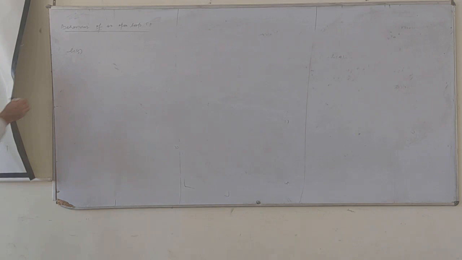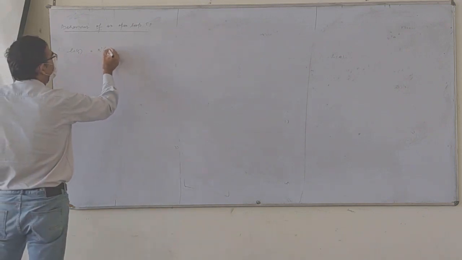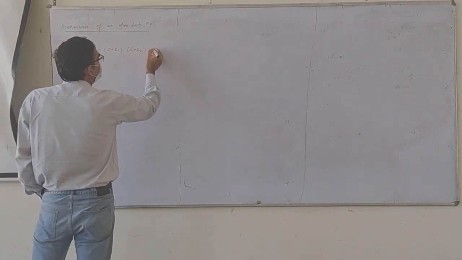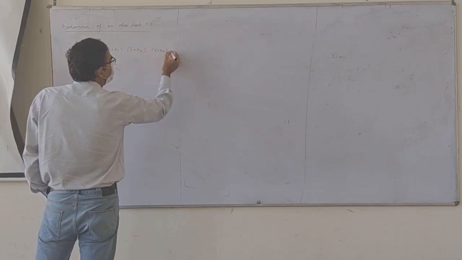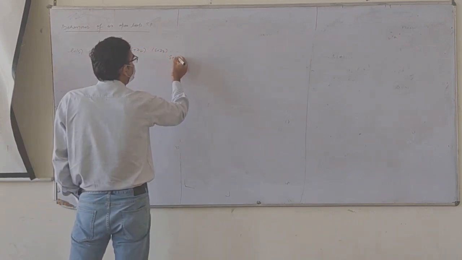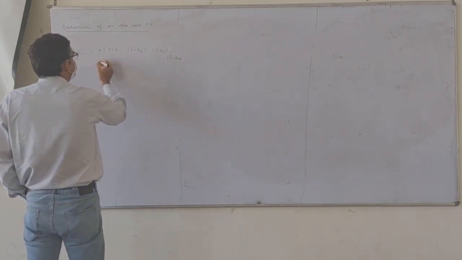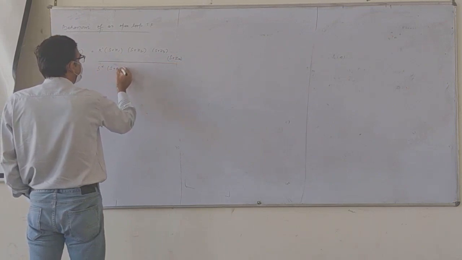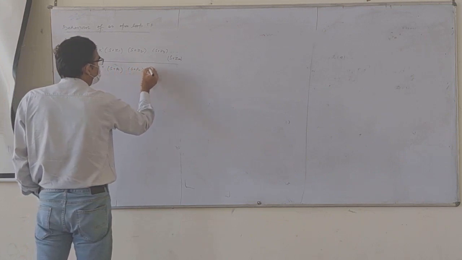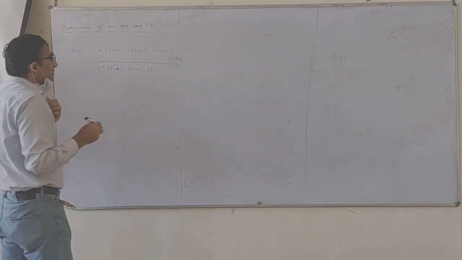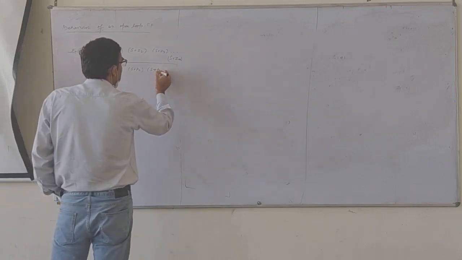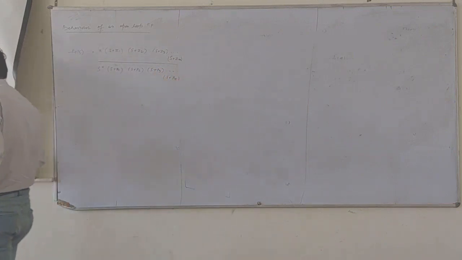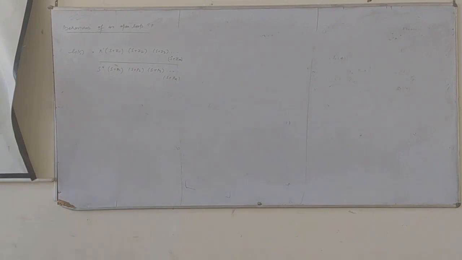Okay, G of S I am writing as K dash, S plus Z1, S plus Z2, S plus Z3, so on and so forth up to S plus Zm. Then in the denominator, S raised to N, S plus P1, S plus P2, S plus P3, up to S plus Pn. This is the form.